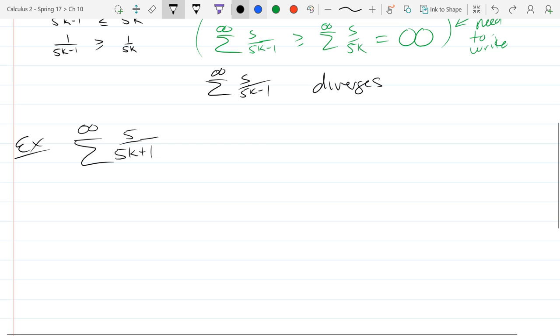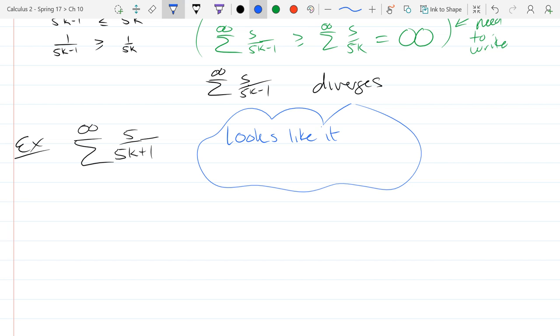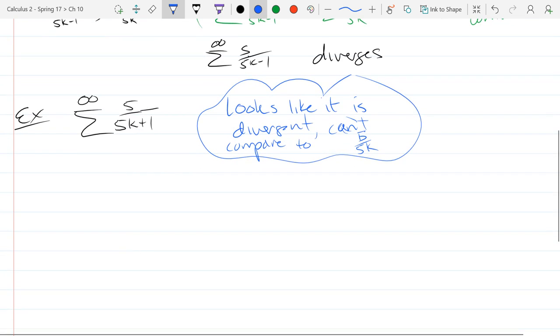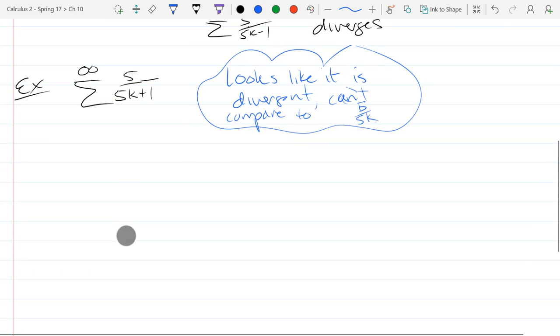So here is my brain. So it looks like it is divergent. But I can't compare to the one we used before, which is 5 over 5k. We could compare to it, but we won't get any result out of it. We'll find that there's a bigger one that diverged. Well, guess what? No matter what series you're thinking of, there's a bigger series that diverges. So we need to get a lot more clever and do something that is a bit different than this.